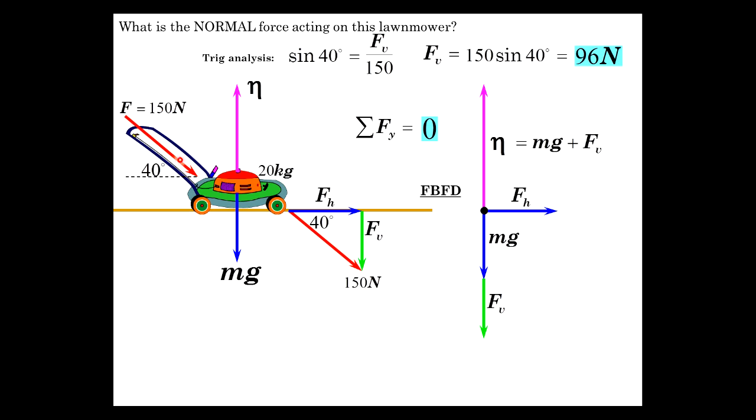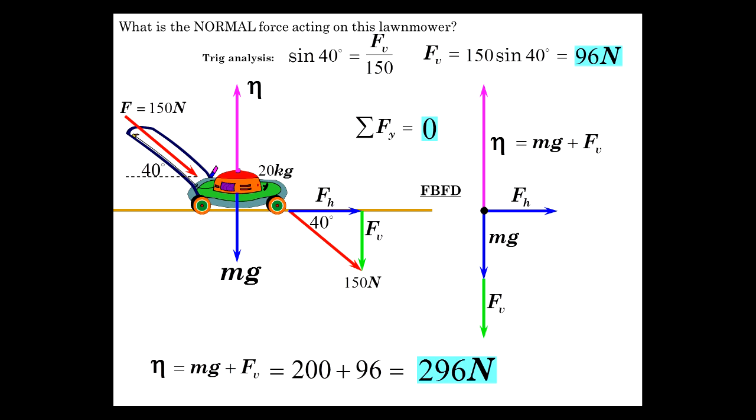Because when you push down on this, you're pushing down vertically with this force, which makes the ground shove up that much harder, because the ground doesn't want to give way and open up its big throat, so to speak. In other words, you're not going to shove it through the ground, accelerate it into the ground. So the ground just pushes up with the force that it needs. So here's the answer. Normal is mg plus F vertical, 200 plus 96, and out pops the answer.